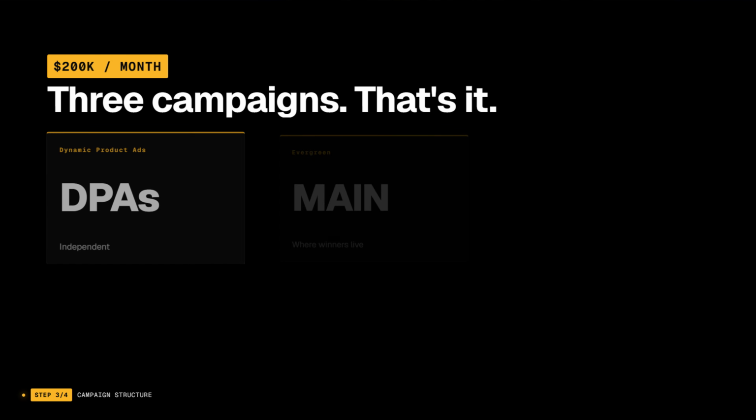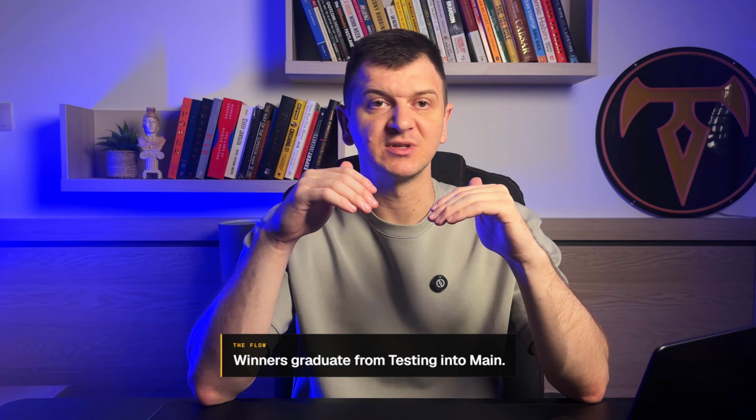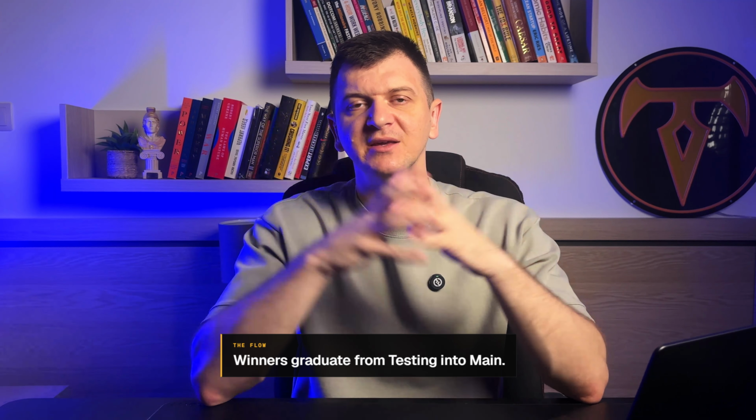One with DPAs only, the second one is our main campaign with our evergreen ads, so video, statics, partnership ads, gifts, and then the third one is testing campaign. The way I do it, I test obviously in the testing campaign, I graduate winners into the main campaign, and then the DPA is running on its own.